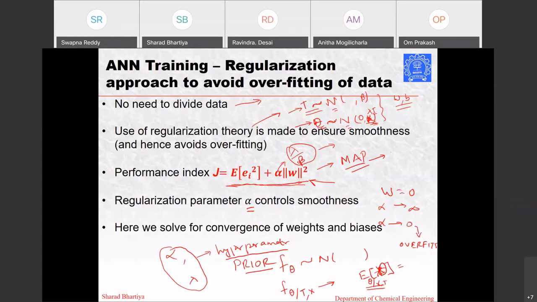So one of the very active areas of research is hyperparameter tuning. How do you choose? Because you will see that if you choose different values of alpha, you will get different weights, and the performance of the network will change. So nowadays you also have software which tries to do optimization of those hyperparameters as well.